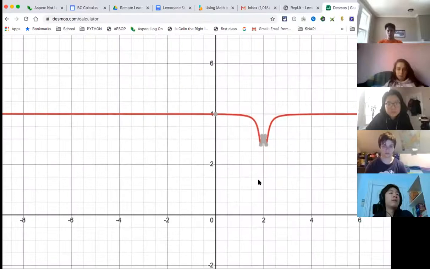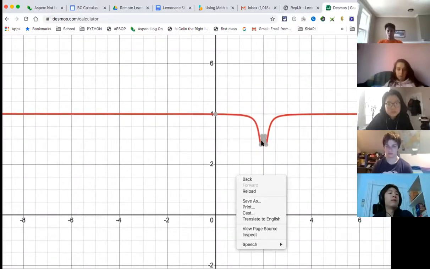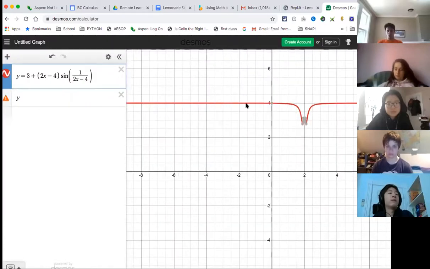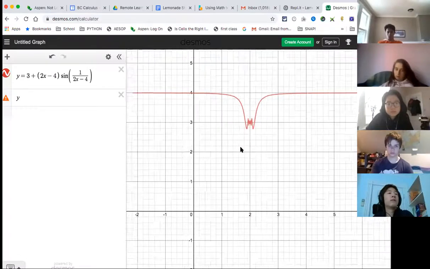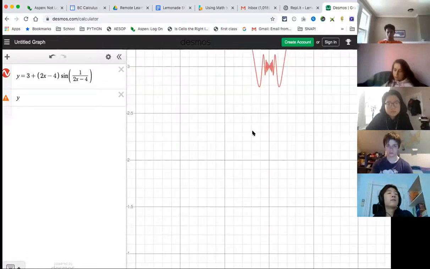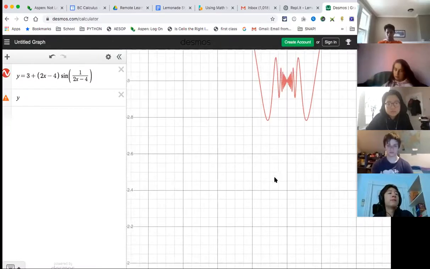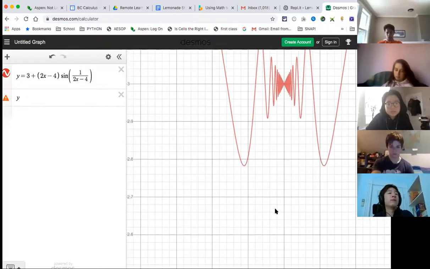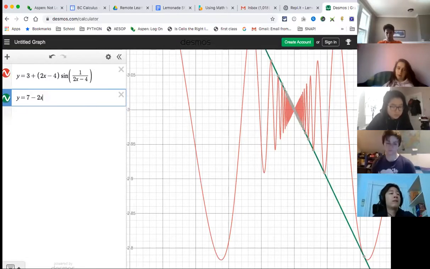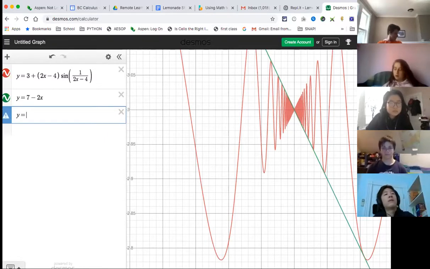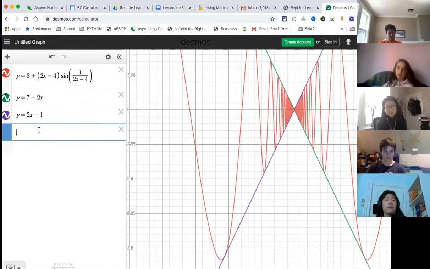Sometimes you can do it and sometimes you can't. What if I drag it? Oh, there we go. Okay. And then if I put in those two functions, you're going to just see that they bound it. So y equals 7 minus 2x and y equals 2x minus 1. Both have the same limit of 3. Cool.